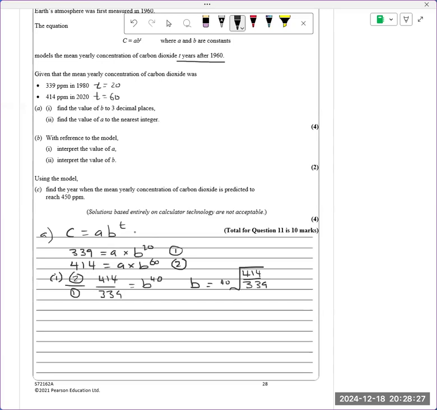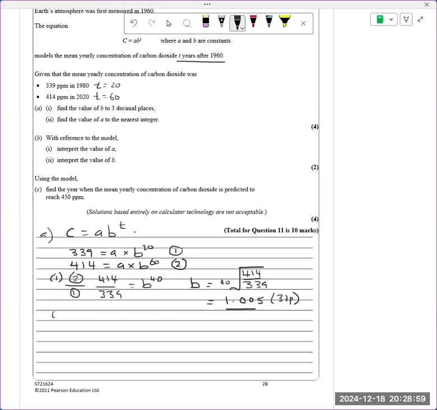414 over 339. We also had some misreads like 441 instead of 414, that sort of thing. So do be really, really careful. I know I've made quite a few mistakes. They want this to 3 decimal places. So that is 1.005 to 3 dp. Okay, so that is my answer to part one.